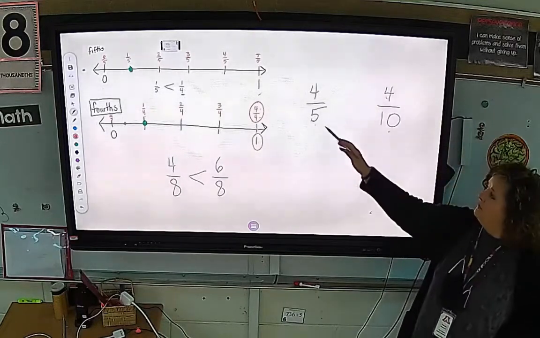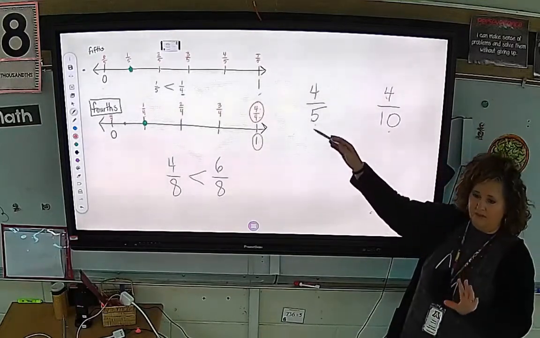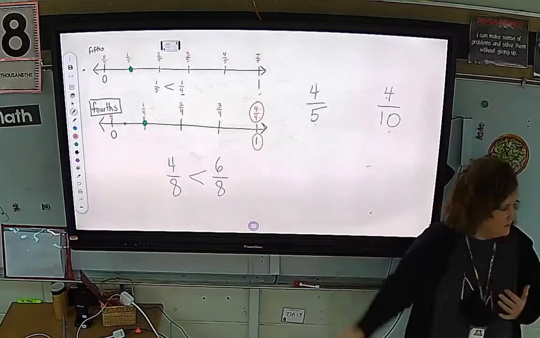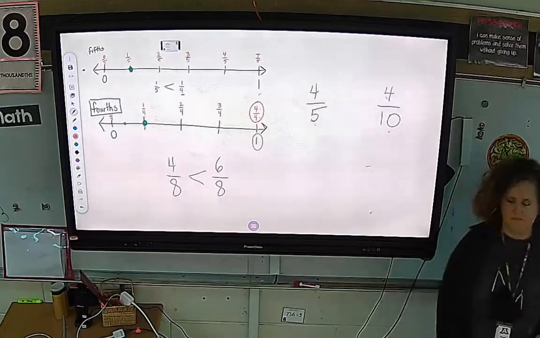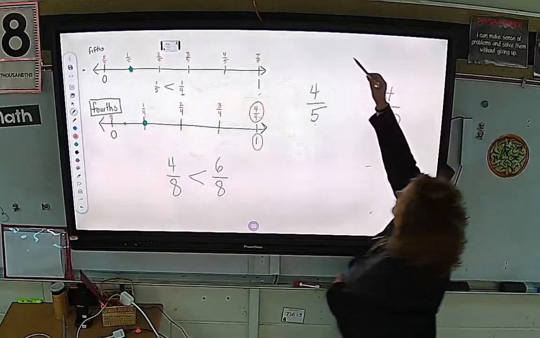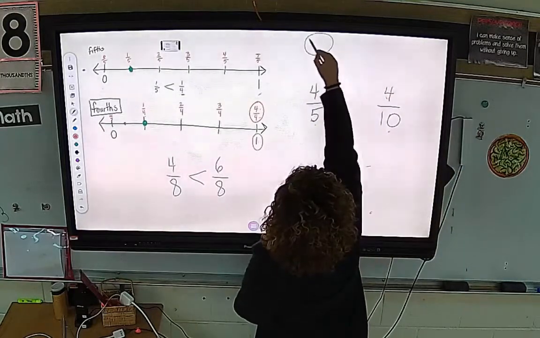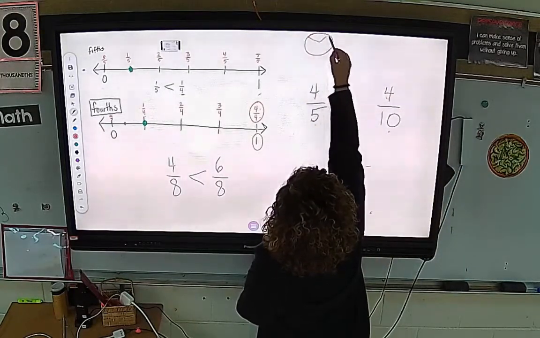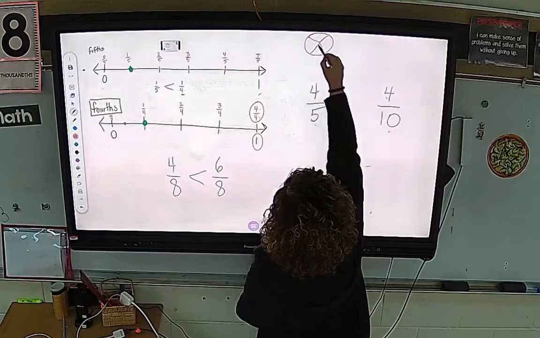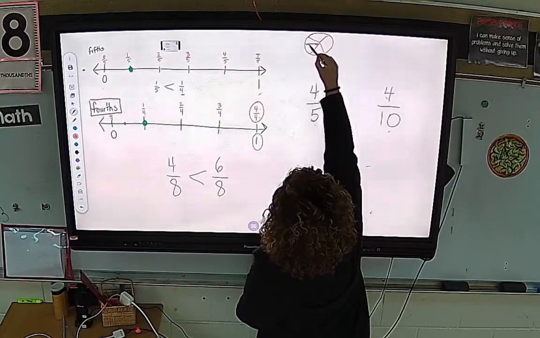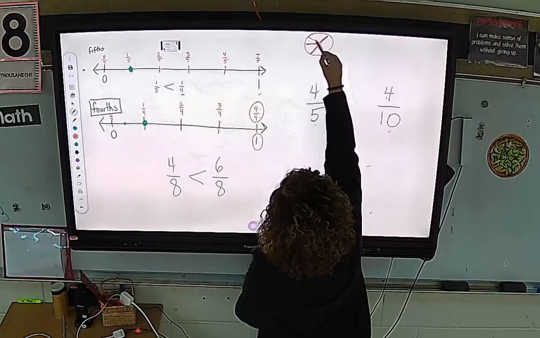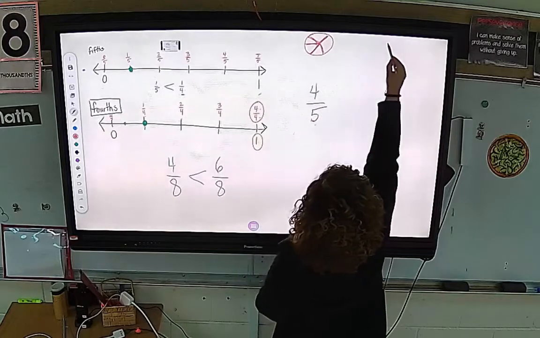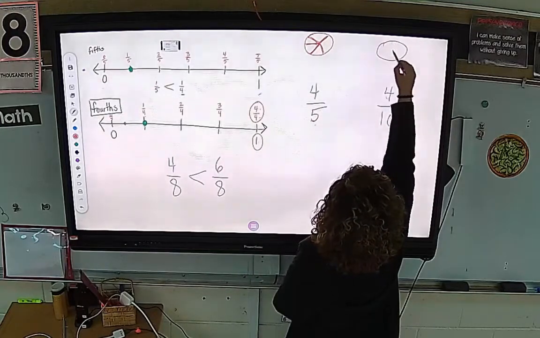Well, let's just talk about the denominator though. Is fifths larger than tenths? I don't have tenths or fifths. That's not very helpful. But if I had a pizza and it was cut into 5 pieces, and then I had another pizza and it was cut into 10 pieces.